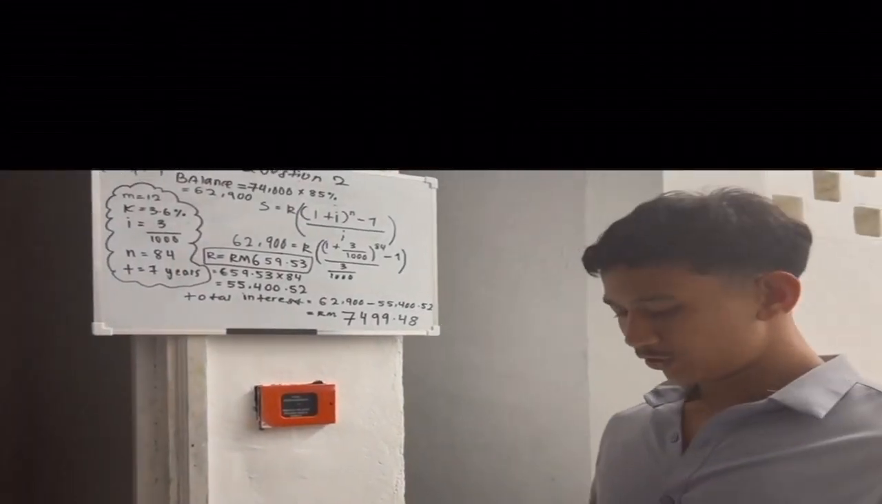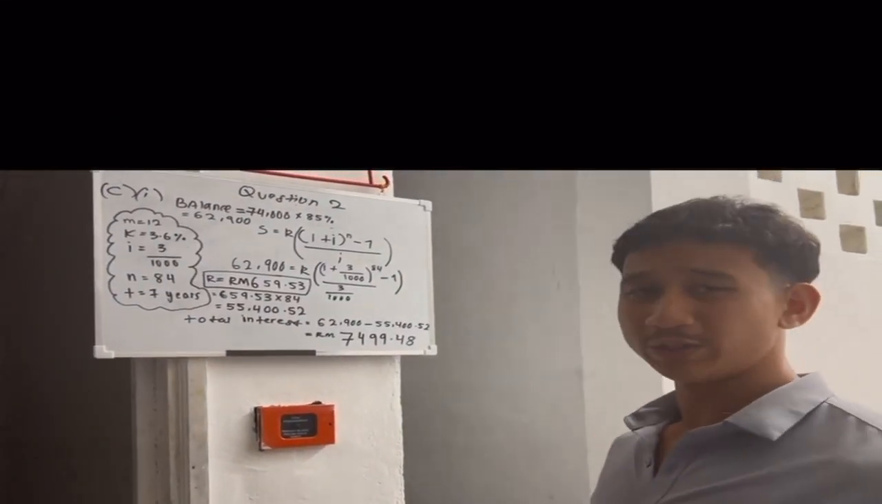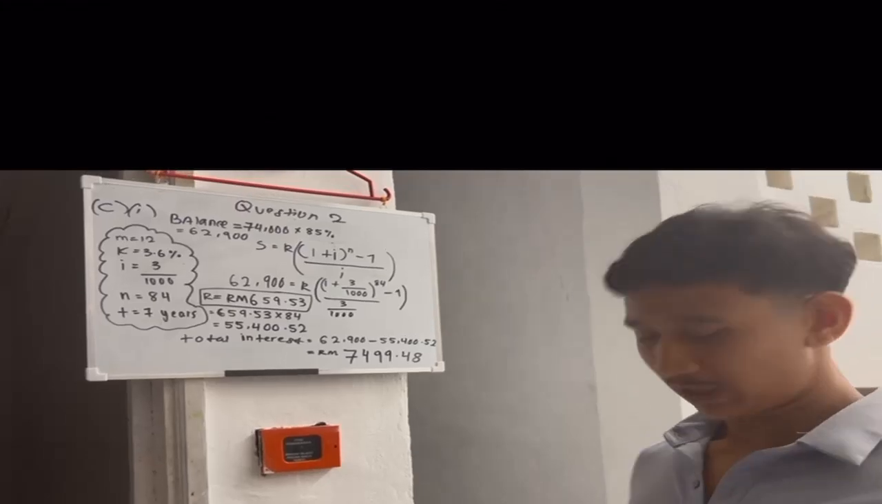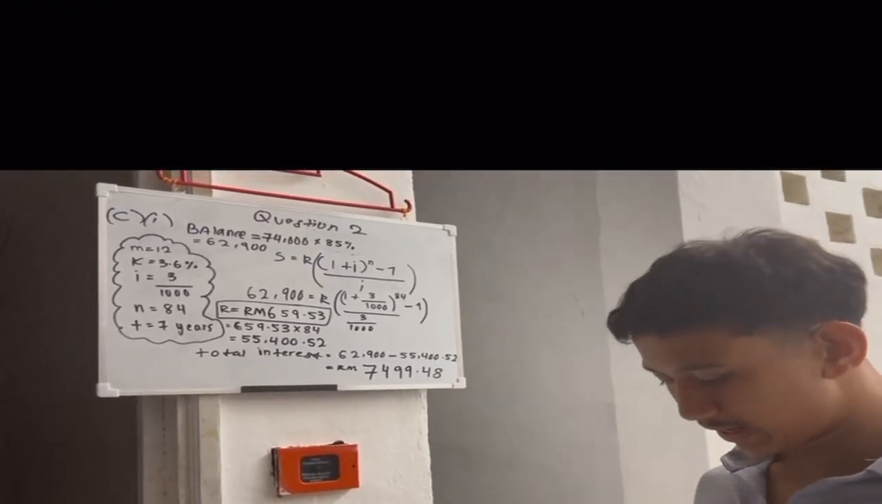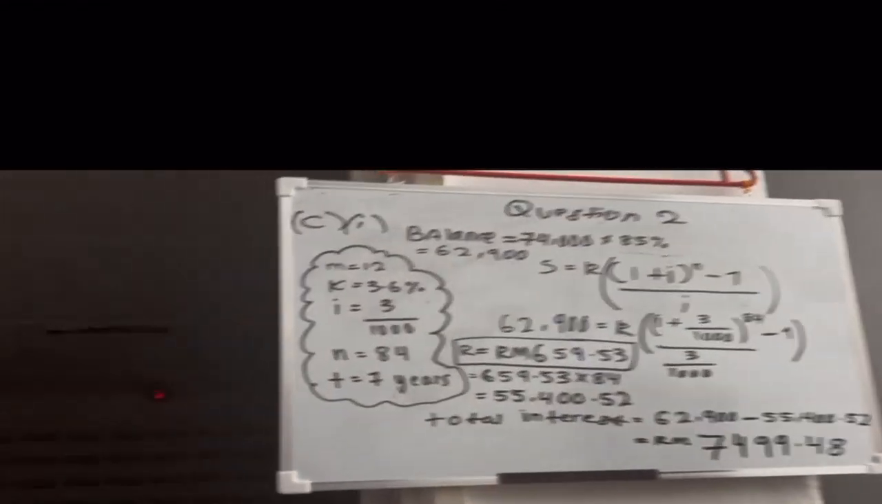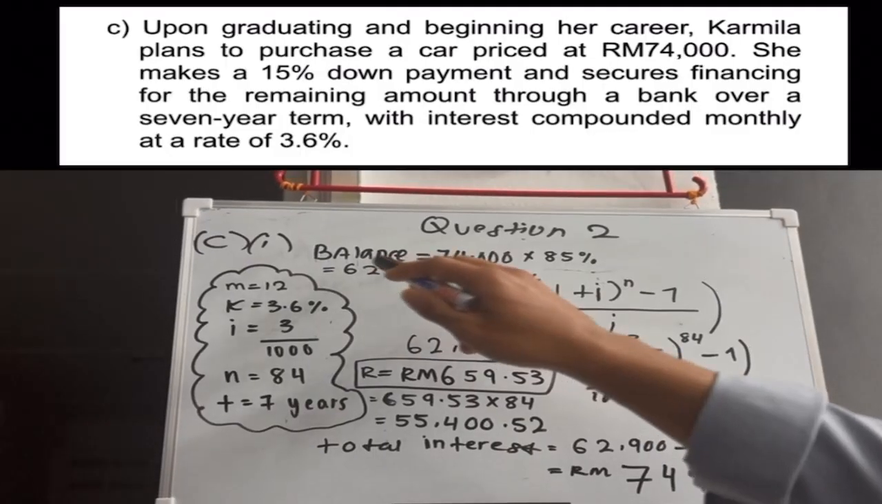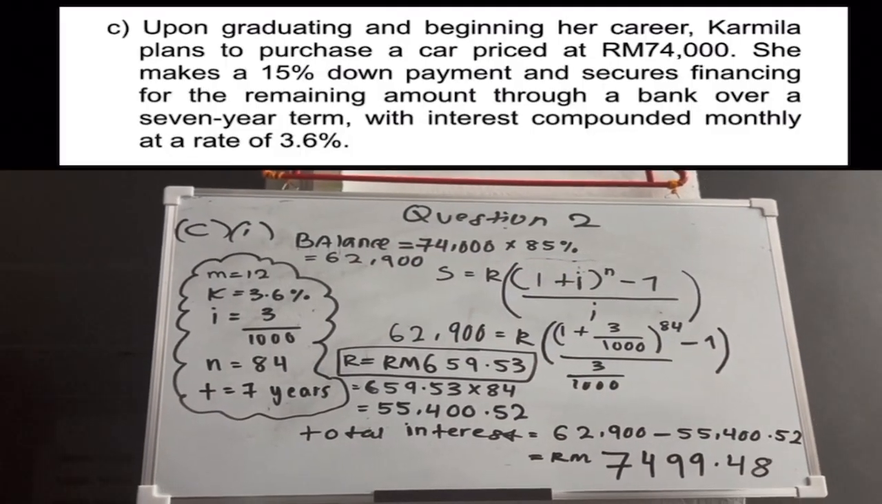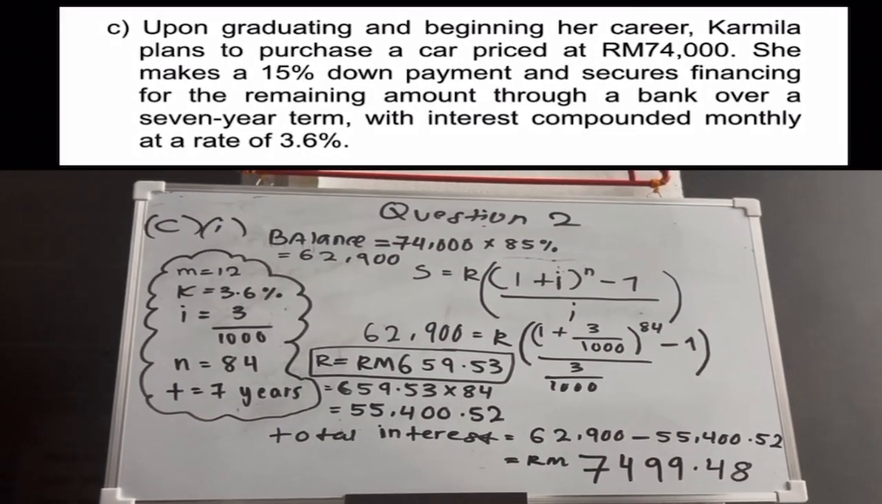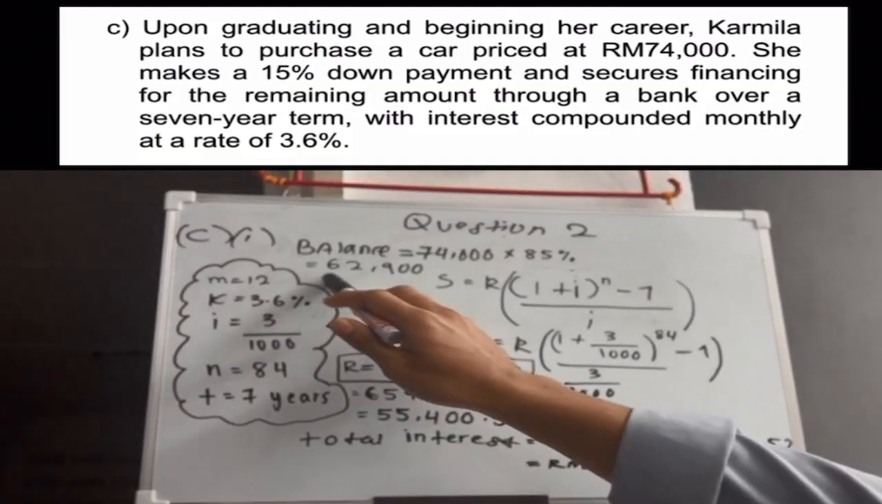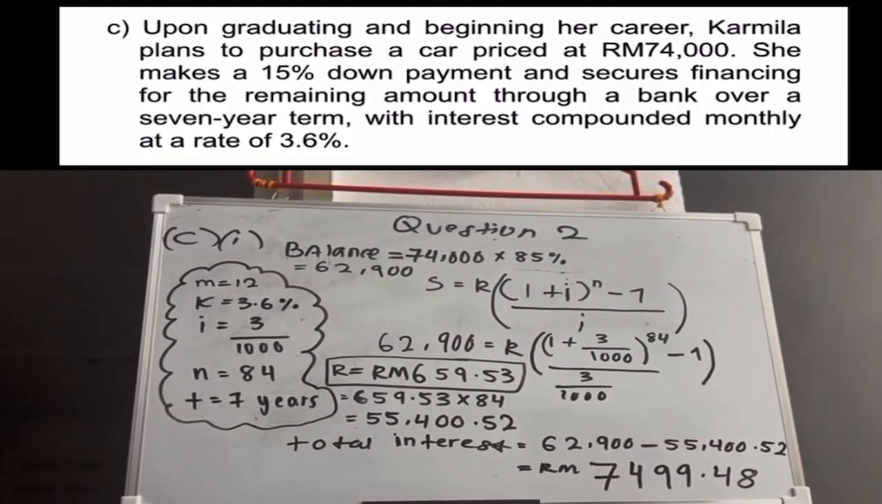Okay, hello, it's me again. Welcome back. So right now I want to explain to you guys how to solve question 2C number 1. According to this question, we get the balance equal to 74,000 times 85%. So we get RM 62,900.